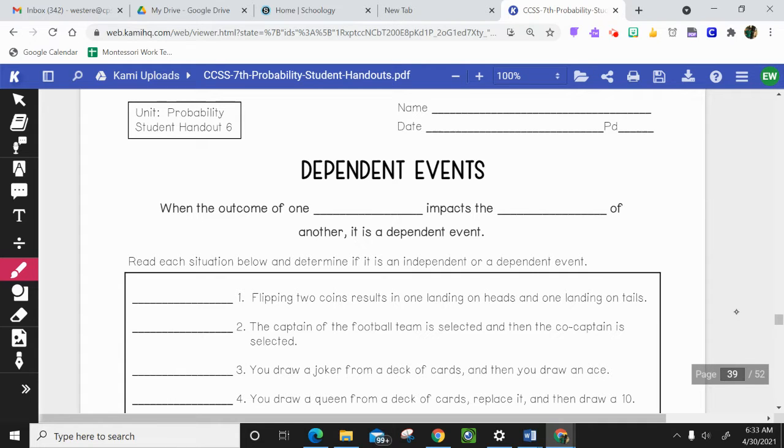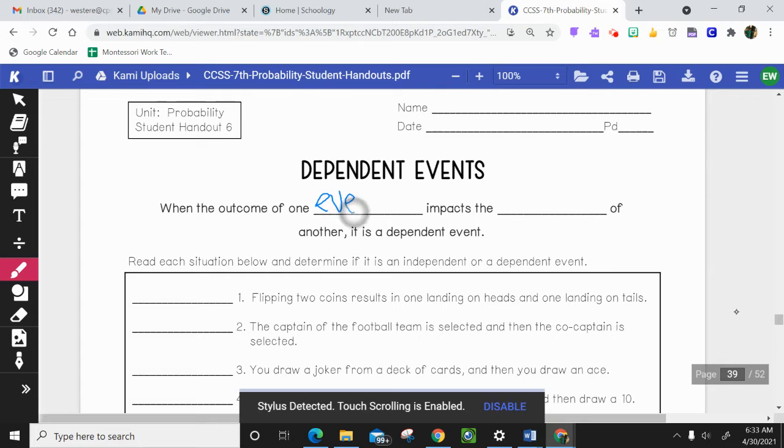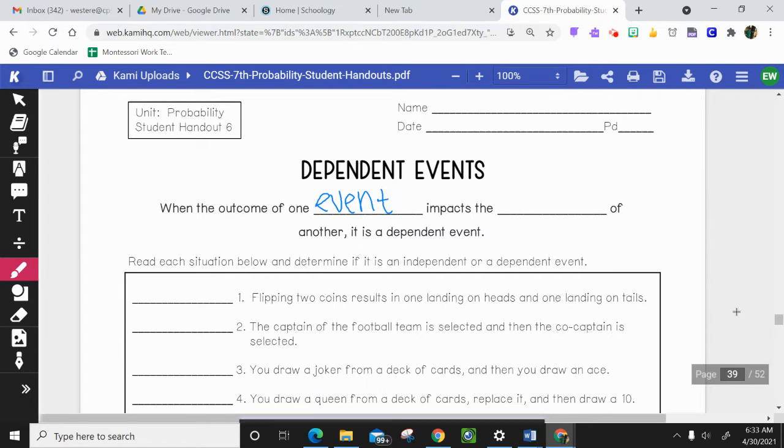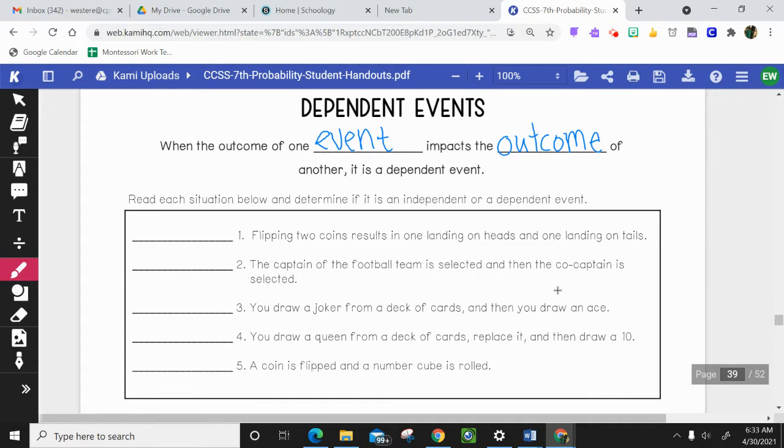So when the outcome of one event impacts the outcome of another. With independent events, one outcome did not affect the other. But with dependent, yes, they are related. So we're going to look at these, and Edpuzzle is back up and working. So this would be an Edpuzzle for you today. For 1 through 5, you're going to determine if it's independent, if they don't depend on one another, or if it's a dependent event.